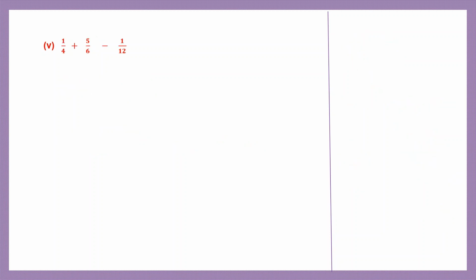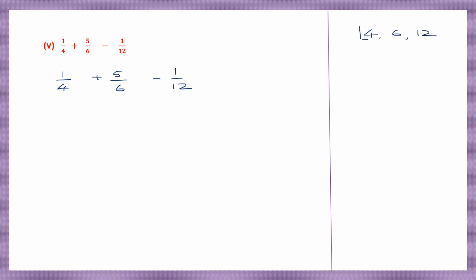Question 5. We have 1 by 4 plus 5 by 6 minus 1 by 12. So let's write that down first. 1 by 4 plus 5 by 6. Then we have minus 1 by 12. Again, we have to find the LCM of all three denominators, 4, 6 and 12.